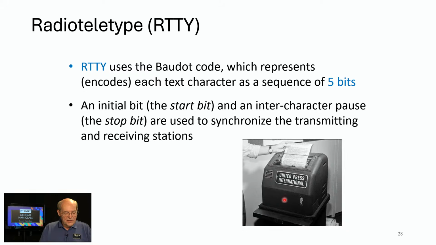Now, because the receiving teleprinter does not know when you're going to start transmitting, we need to use something called a start bit. So we're going to send a start bit from the transmitting end, and that tells the receiving end, start paying attention. Very specifically, pay attention to the next 5 things that are going to happen. So an initial bit, the start bit, and an inter-character pause, the stop bit, are used to synchronize the transmitting and receiving stations. Otherwise, they wouldn't know when to start paying attention and when to stop.